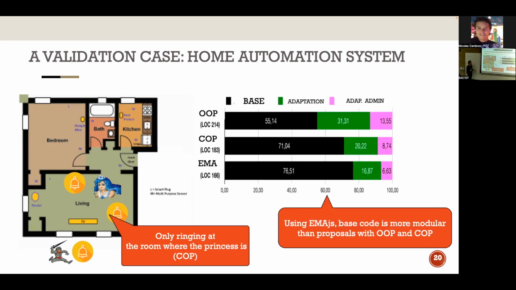And what is the result of this? The result of this is that we compare the implementation of this study between using regular object-oriented techniques to implement this type of behavior, so basically using design patterns to have these different implementations of the behavior, using regular context-oriented programming languages, and using EMA.